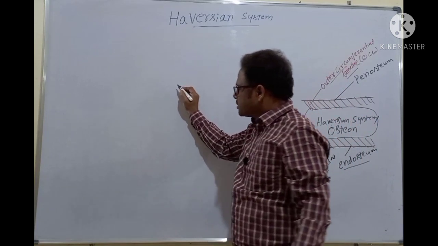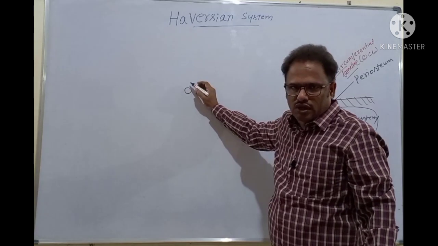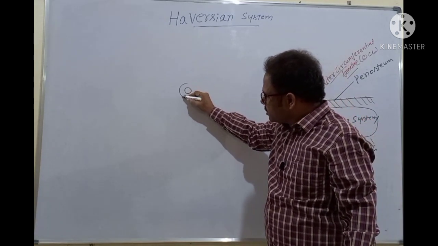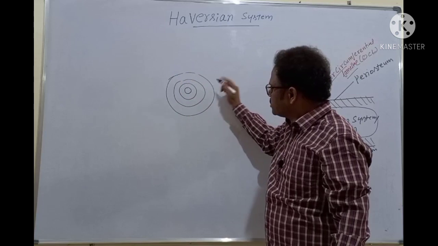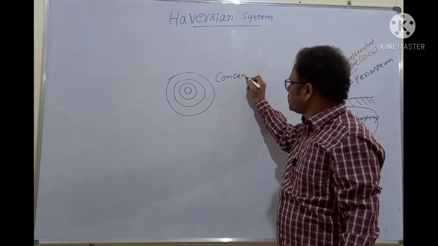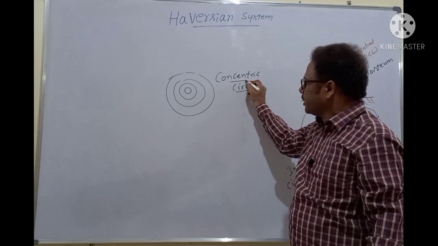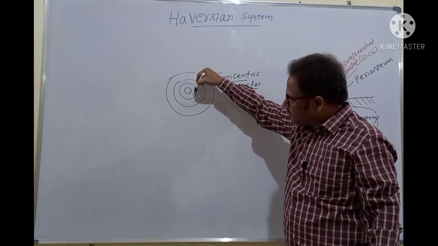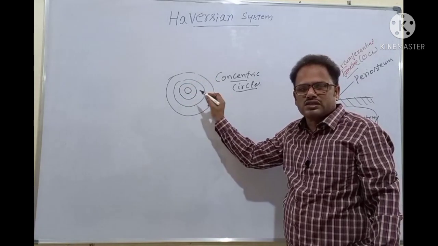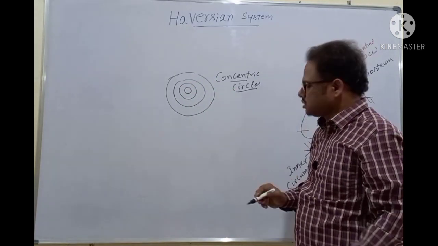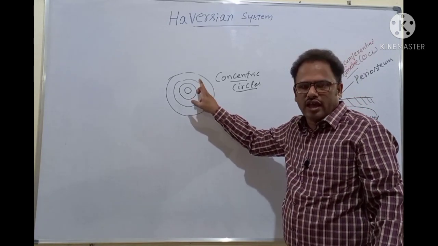Now, before discussion, let's have a glance. One circle, you know the circle, isn't it? 360 degrees. Another circle, here another circle, here another circle. Now, these circles are called concentric circles. What is meant by concentric circle? See here, one circle, above it another circle, above it another circle, and all these are called concentric circles. Clear? And the lamellae present here are called concentric lamellae.